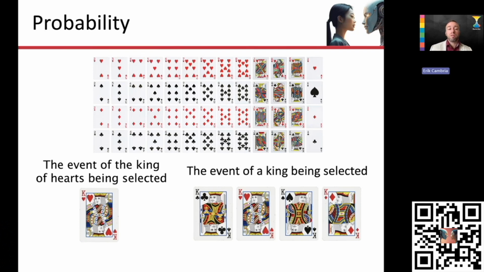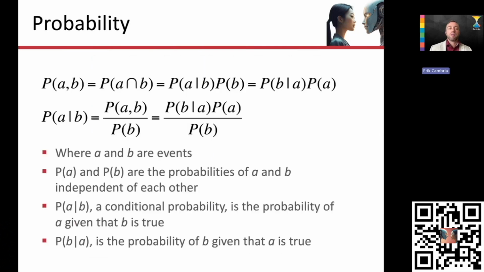Simply counting how many times you have an occurrence like the King of Hearts versus the total deck. So the King of Hearts has a probability of 1 in 52 to be picked out of the card deck, while if I'm just calculating the probability of a king to be selected, there are 4, so I have 1 out of 13 probability to pick a king.